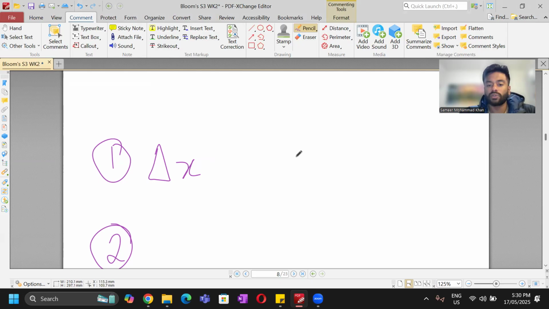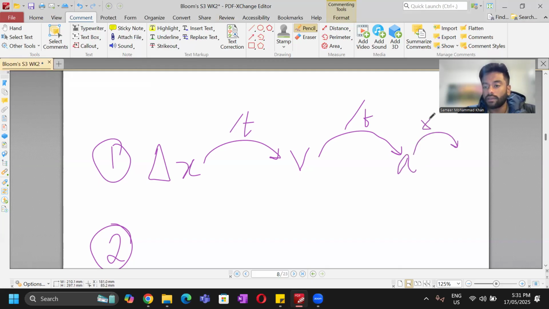And to get from delta x to velocity, right, you have to divide this by time, okay? So time itself is not a vector quantity. However, it is an important consideration for the equations, which you'll see next, right? So delta x divided by time is equal to velocity. And then velocity divided by time is equal to acceleration. And acceleration times mass, okay, is equal to force. So your vector quantities are these ones, okay? Displacement, velocity, acceleration, and force.